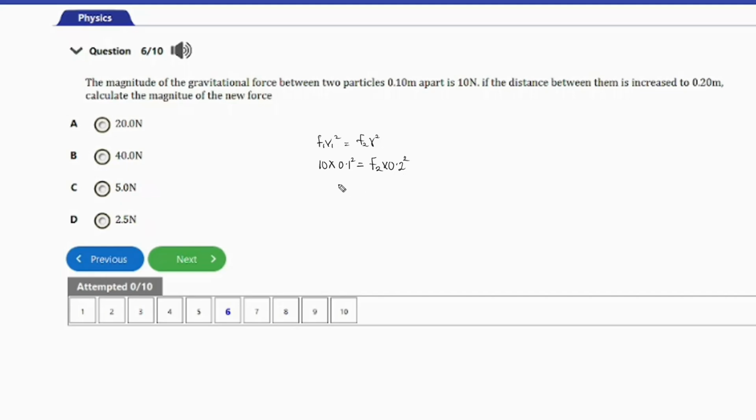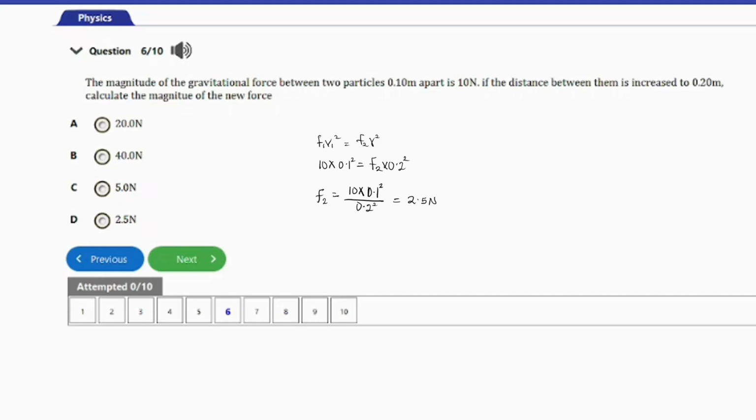So guys, in order to get F2 now, we'll make it the subject of this equation, where F2 becomes F1 R1, which is 10 times 0.1 squared over R2 squared, which is 0.2 squared. So guys, when we go ahead and calculate this, we'll have 2.5 newtons, and that's it for this question.